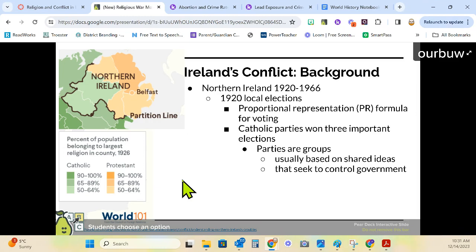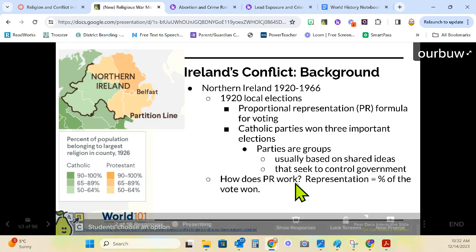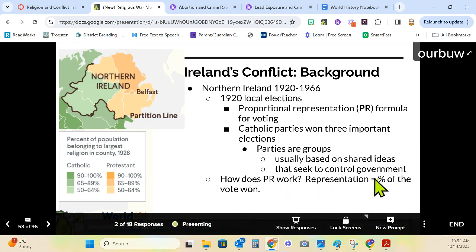That sounds kind of sinister, but if we're talking about a democracy, that just means they want to control the government by winning elections. Winning elections means you have to win the votes. What it takes to win the votes depends on your voting formula. So let's look at how proportional representation works. Basically, the number of seats you get in the government, or who gets to be president, is based on the percentage of the vote won.